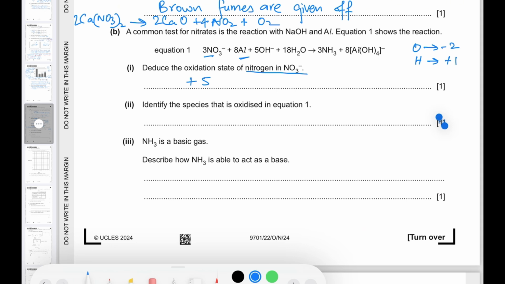We already know the oxidation state of nitrogen here is +5. Aluminium in its neutral element form, as any other element, would have an oxidation state of 0. And after the reaction, you are supposed to compare the oxidation states of the two elements.